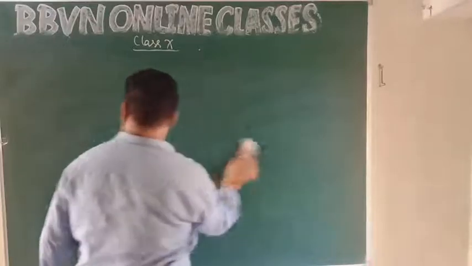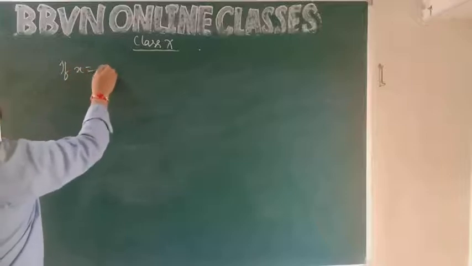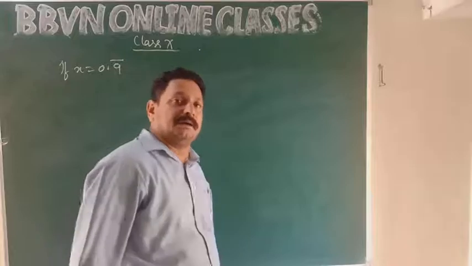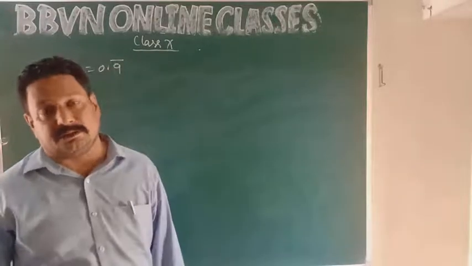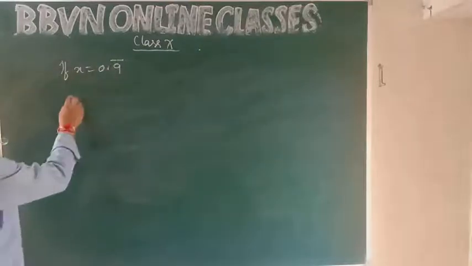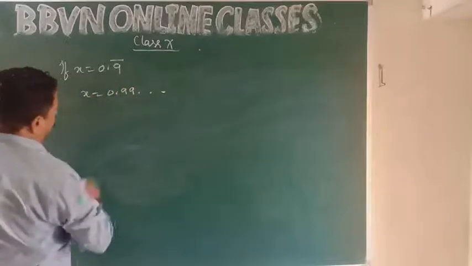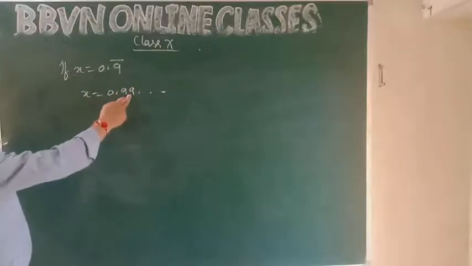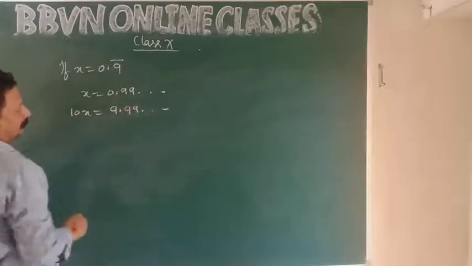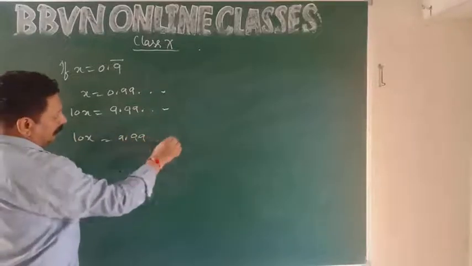There may be a question like if x is equal to 0.9 bar, then the rational form of x is, the p upon q form of x is, बहुत सिंपल है. x is equal to 0.9 bar means x is equal to 0.99 and so on. One place to the right side decimal is shifted, so 10x is equal to 9.9999. Now 10x equal to 9.99 है आपके पास.